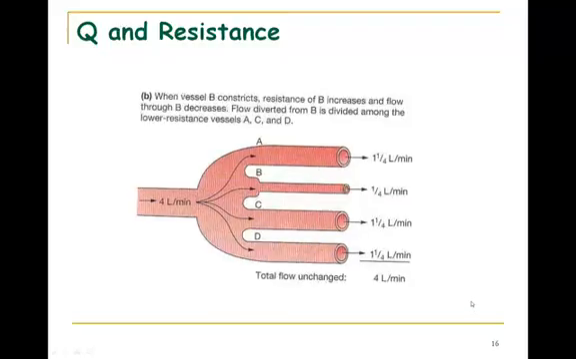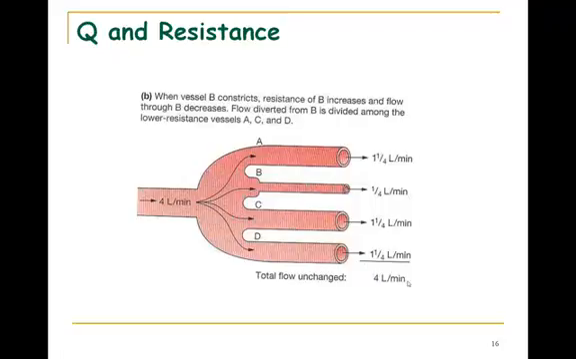Well, you'll notice flow decreases because you've decreased the diameter or radius of that vessel. You've increased resistance, so less flow. But where did that blood go? It's diverted to the other vessels. So the flow rate increases here. But what you'll notice, total flow is the same.